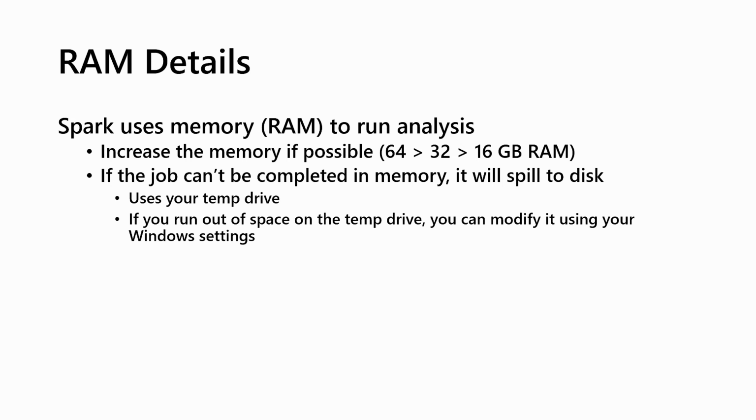If the job can't be completed in memory, it will spill to disk. So this is something that's baked into Spark. If the job's trying to run and it runs out of 16 gigs of memory or whatever it is, it will write to your temp drive. So you do need to make sure that your temp drive has enough space. By default, it's going to use your Windows temp drive, but you can just change your temp drive in the Windows settings and Pro will automatically use that new location. So make sure you don't have a tiny drive for your temp drive that gets filled up quickly. You'll want to put it somewhere with enough room and a fast enough disk.